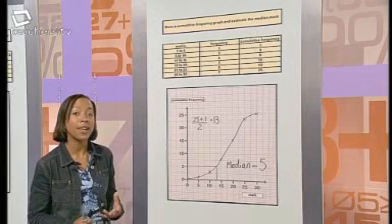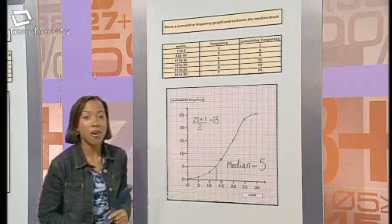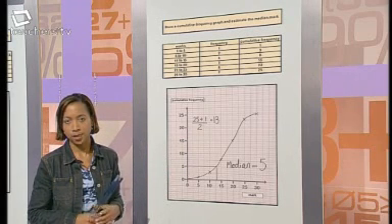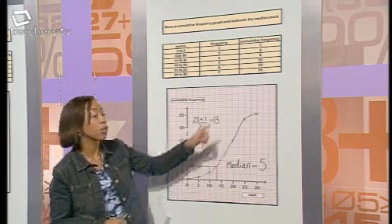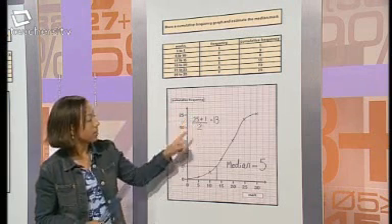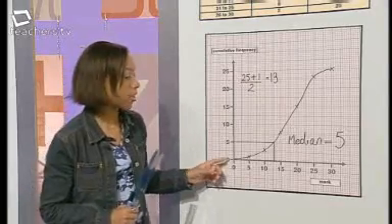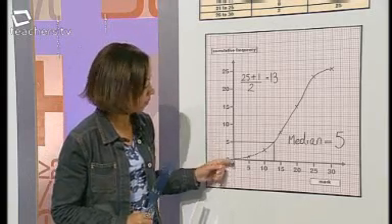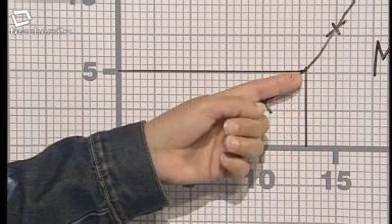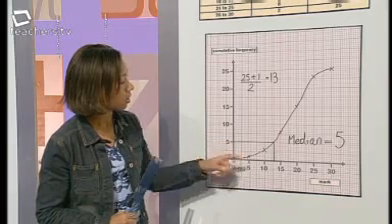I plotted the upper value of each interval against the cumulative frequency and got a graph that looks like this. The median is the middle value of the data. To find that, I took the highest value of the cumulative frequency from my table, which is 25. I added 1 and divided by 2 to get 13. The median is the 13th value. To find that, I read up from 13 on the horizontal axis to the curve and across to the vertical axis, giving me a median mark of 5.